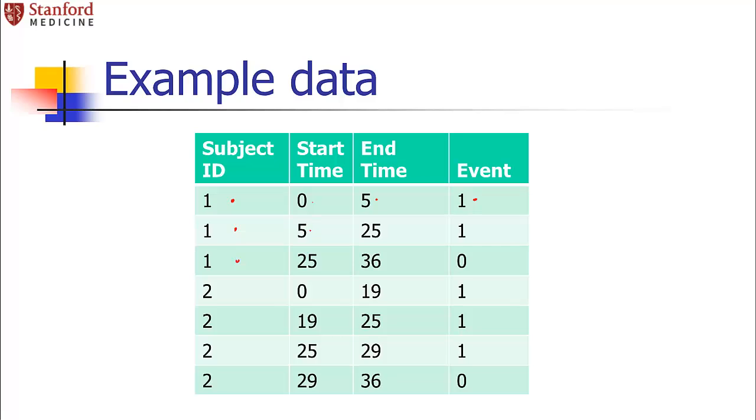The next interval of interest starts at 5, and from 5 on, they then again have another event at 25 months into the study. Then we start the clock again at 25 months, and from 25 months till the end of the study, which occurred at 36 months, they did not have another event, so they're just censored at the end of the study. Subject 2, again, has multiple observations because they had multiple events. They had an event at 19 months into the study, and then again at 25 months, and then at 29 months, and they were finally censored at 36 months when the study actually ended. These are made-up data, but this is what a real data set might look like.